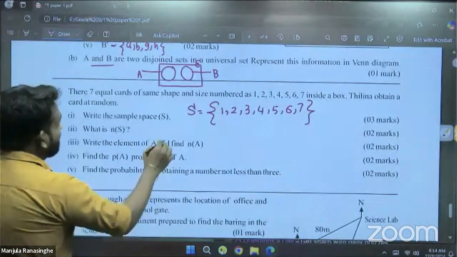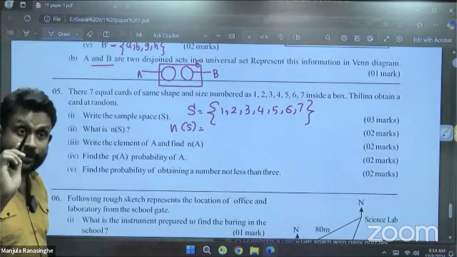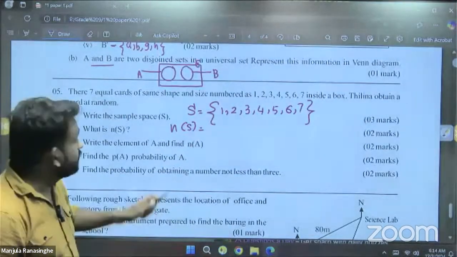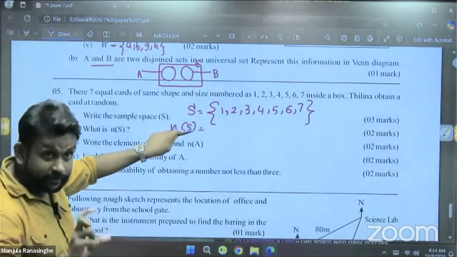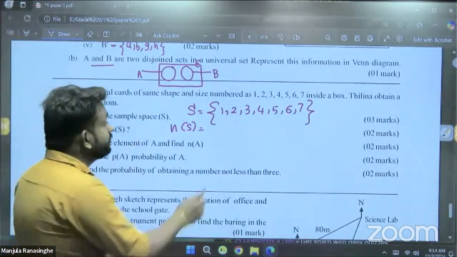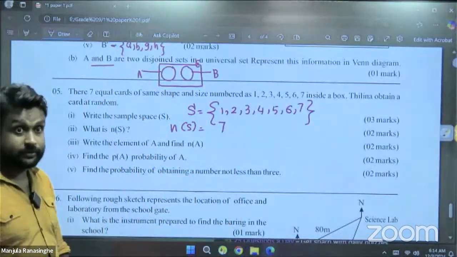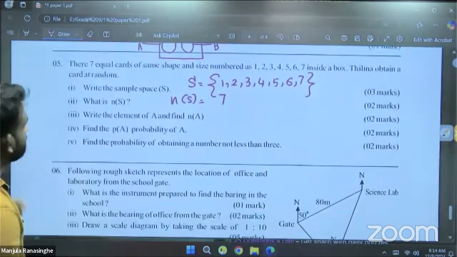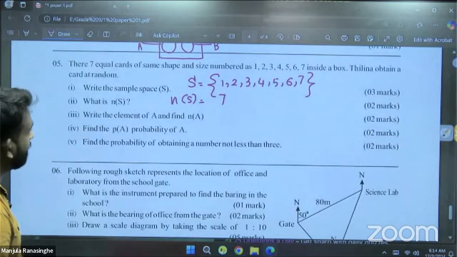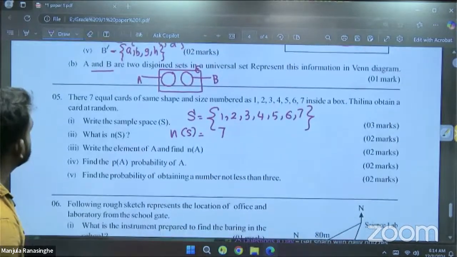Then what is n(S)? n(S) means the number of elements of set S. Take the elements in set S. How many elements are there? 7 are there. The number of elements of set S is 7. Then write the elements of A and find n(A).